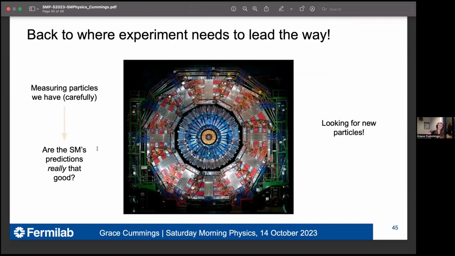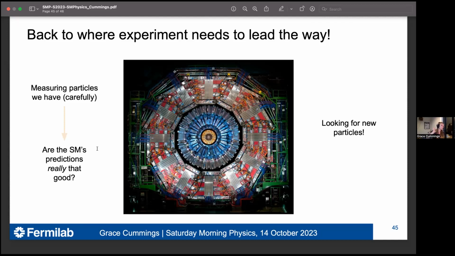And here I have my favorite picture of the CMS experiment, which is the one that Janet and I work on that's based at CERN. And there's kind of two ways that experiment can do this in trying to understand more about the universe. We can measure the particles that we have very, very, very carefully. And this is important, and this is something that we really need to do. This is testing: are the standard model predictions really that good?